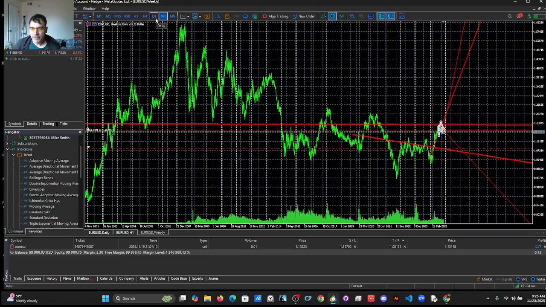So this is called multi-time frame regression. These are actually regression lines. So it's called multi-time frame regression. So we can see that the price is between those two major trend lines, the two biggest trend lines that we have.